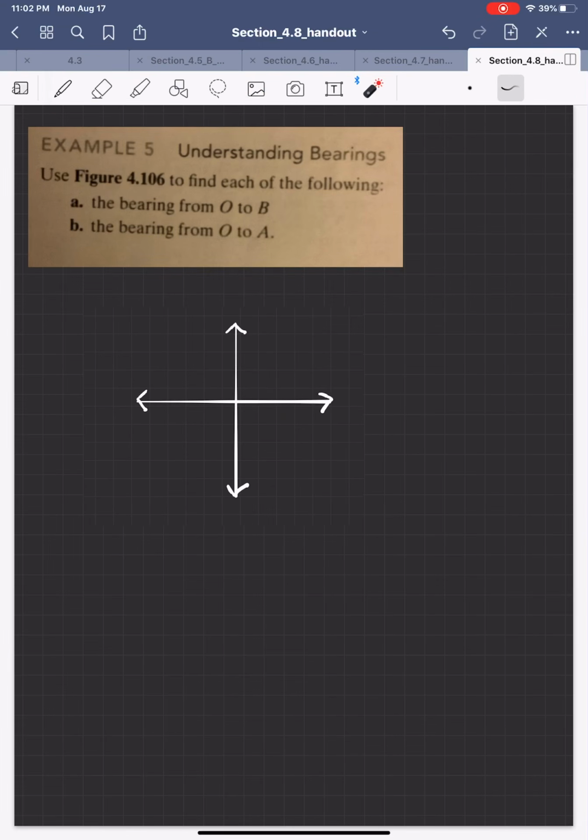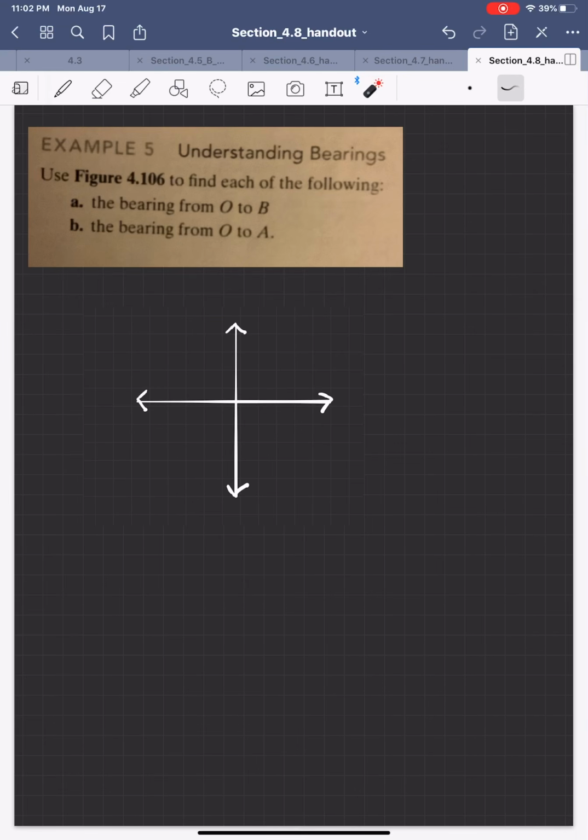All right, welcome back. So we are in the final section for chapter 4. This is the last bit of material that you need for your chapter 4 test. And the good news is 4.8 is on applications dealing with triangles. And if you recall, we've already dealt with a lot of applications back in 4.3.